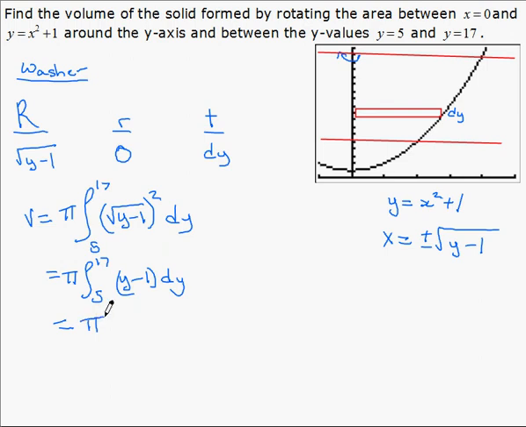Integrating, we get y squared over 2 minus y evaluated from 5 until 17. Substituting in 17 and 5 then leaves us with 120 pi units cubed.